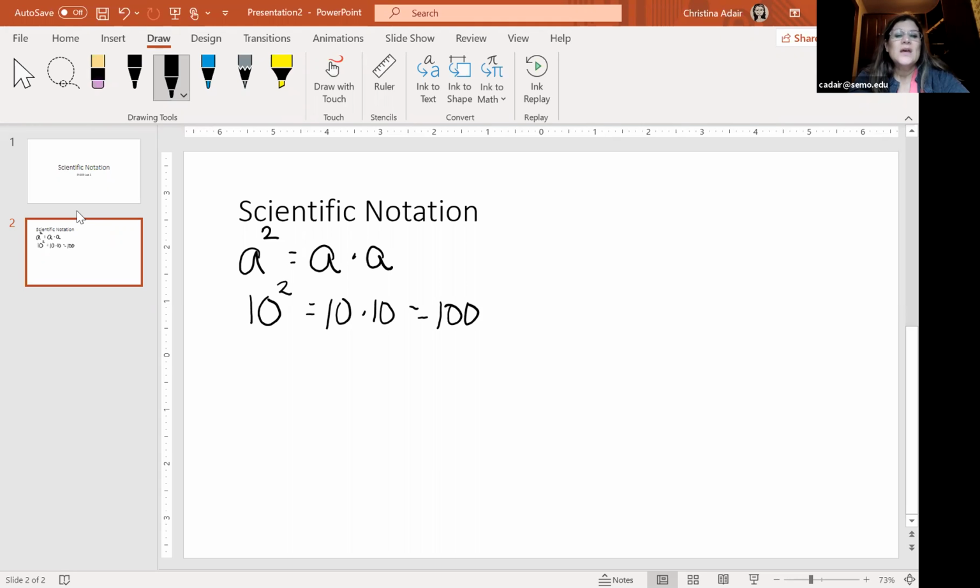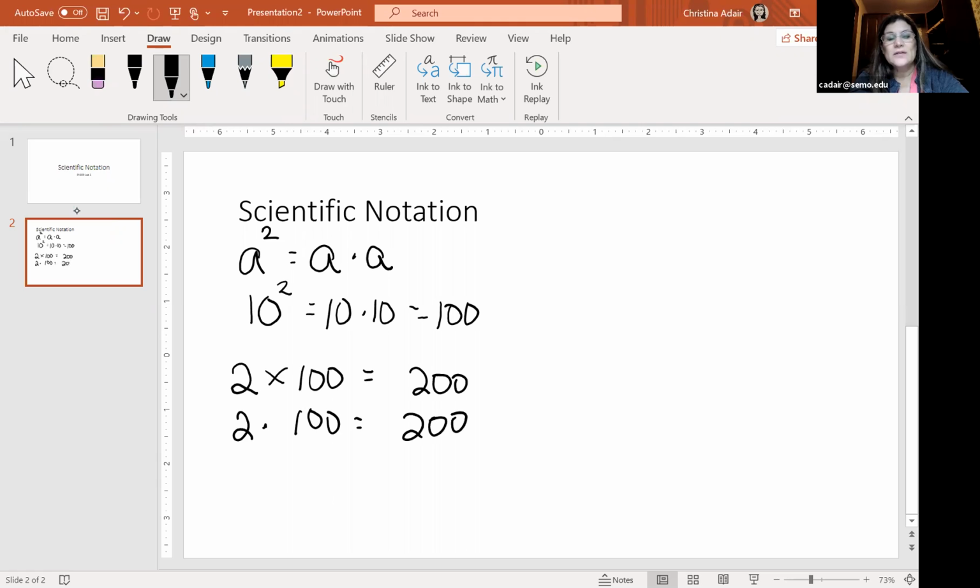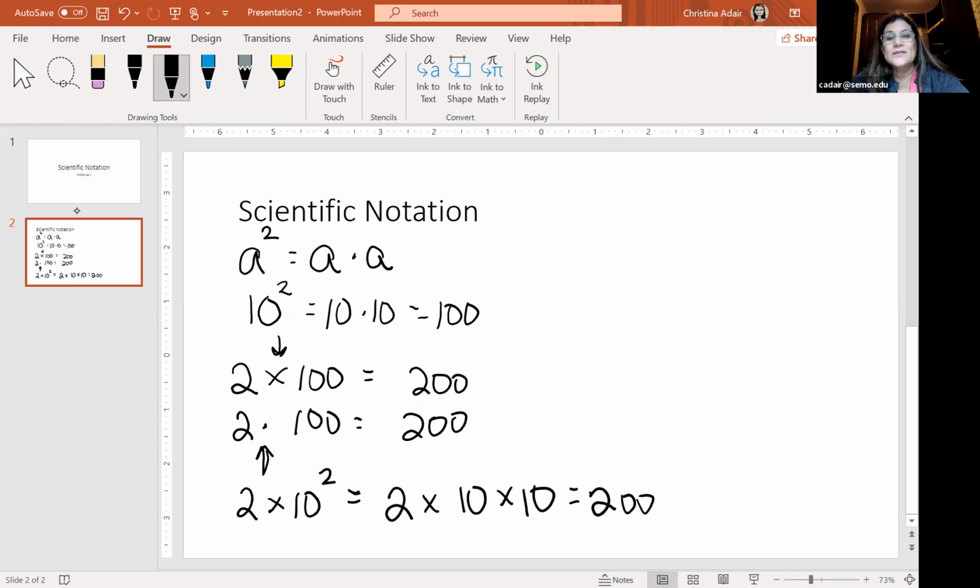Pretty simple. If I tell you I want to multiply 2 times 100, the answer is 200, yes? Pretty simple in both cases. Remember, I changed the notation from an X to a dot in the last lesson. So this is what that means. I can also rewrite this as 2 times 10 to the 2, which basically means 2 times 10 times 10, which is also 200. It's a shortcut way that we write stuff out.